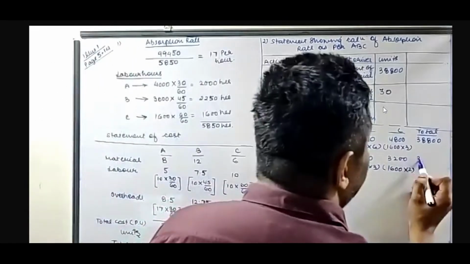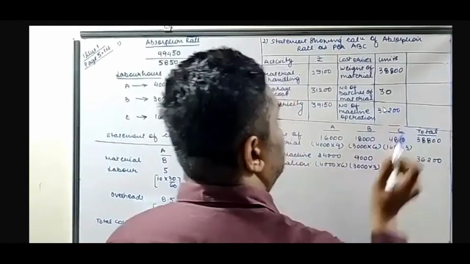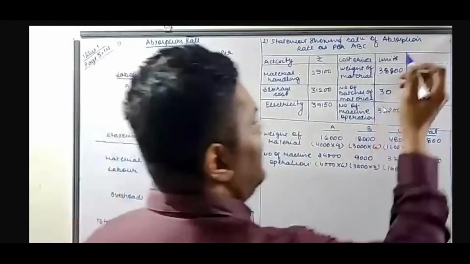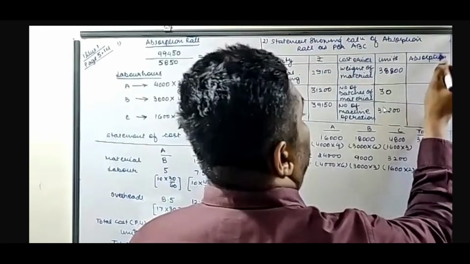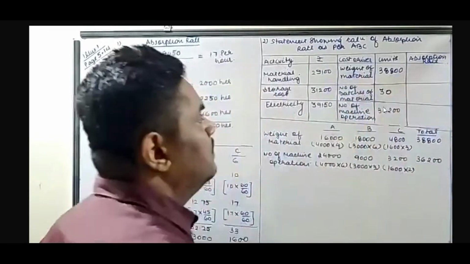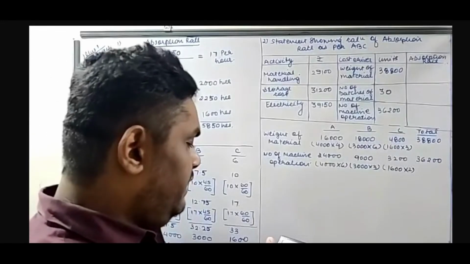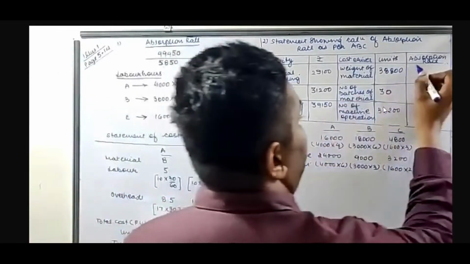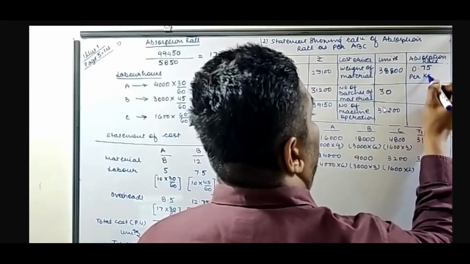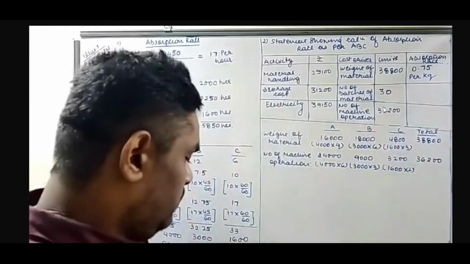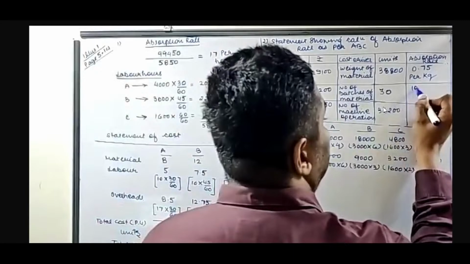So this will be 36,200. Now we can easily calculate the absorption rate. 29,100 divided by 38,800, that is 0.75 per kg. And for storage, 1040 per batch.